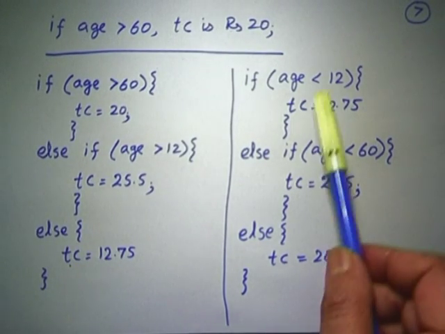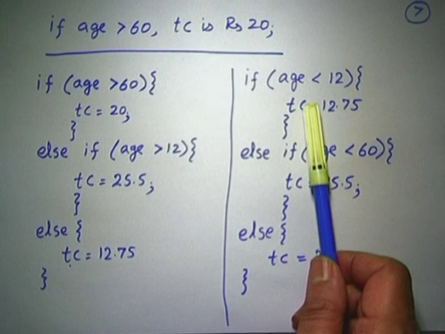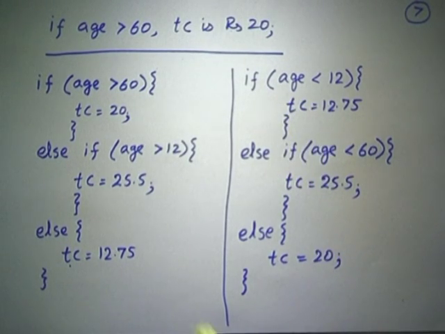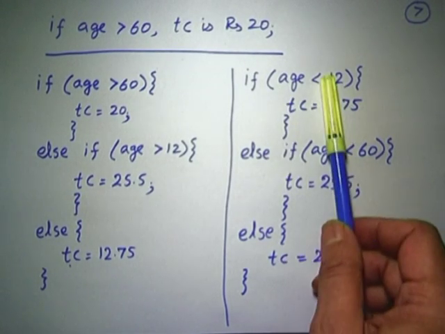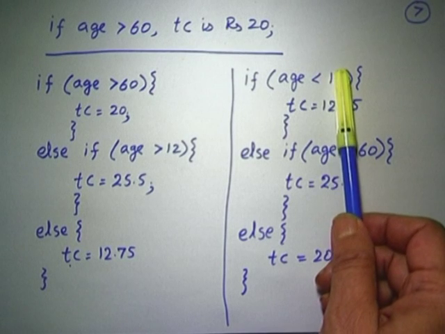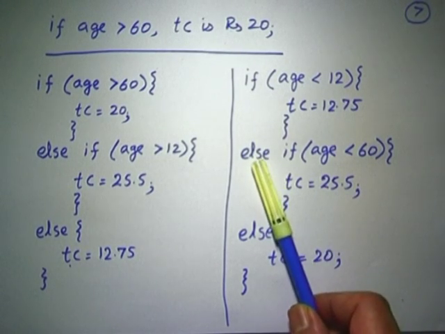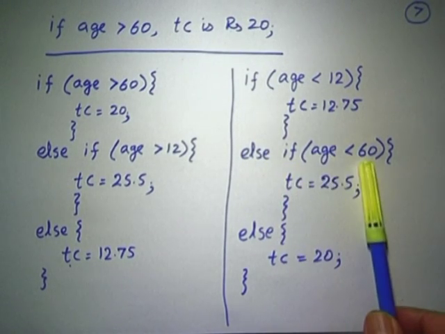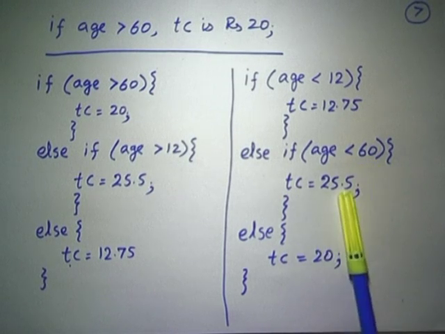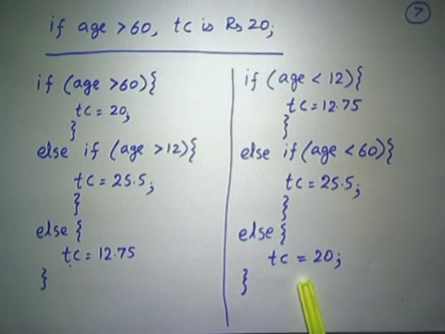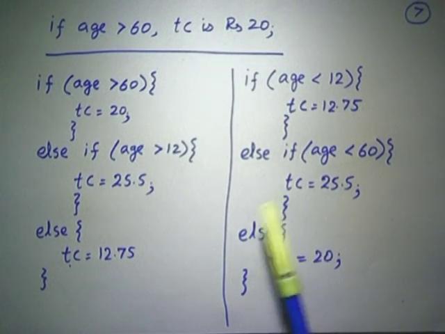Let us look at this. Again, take a similar example. Let us take somebody whose age is 25. 25 years is an adult, not old, not young. Is age less than 12? No. So I will come out where? Here. Else, if age is less than 60, yes, TC is equal to this. Else this. Come out. Let's take an old man, 65 years.